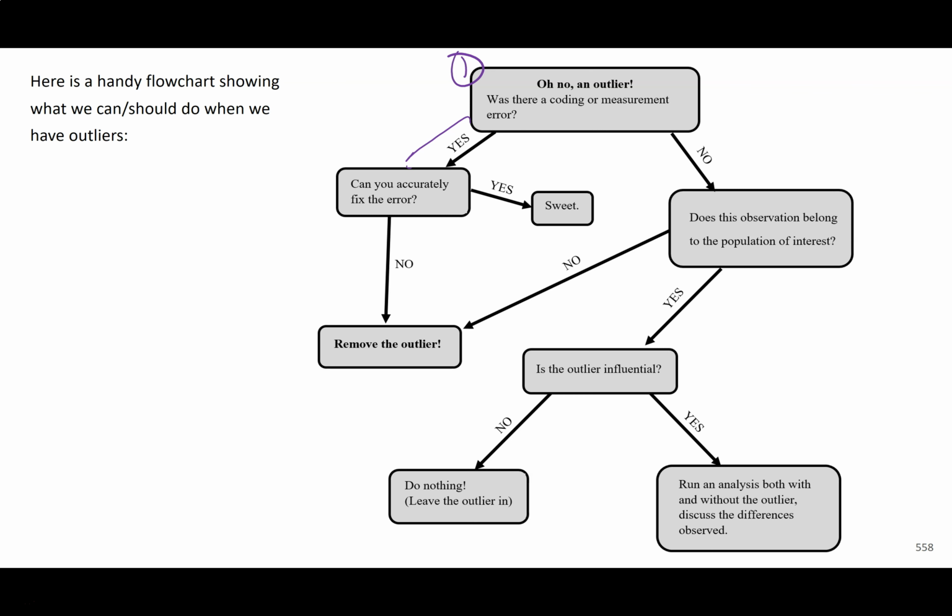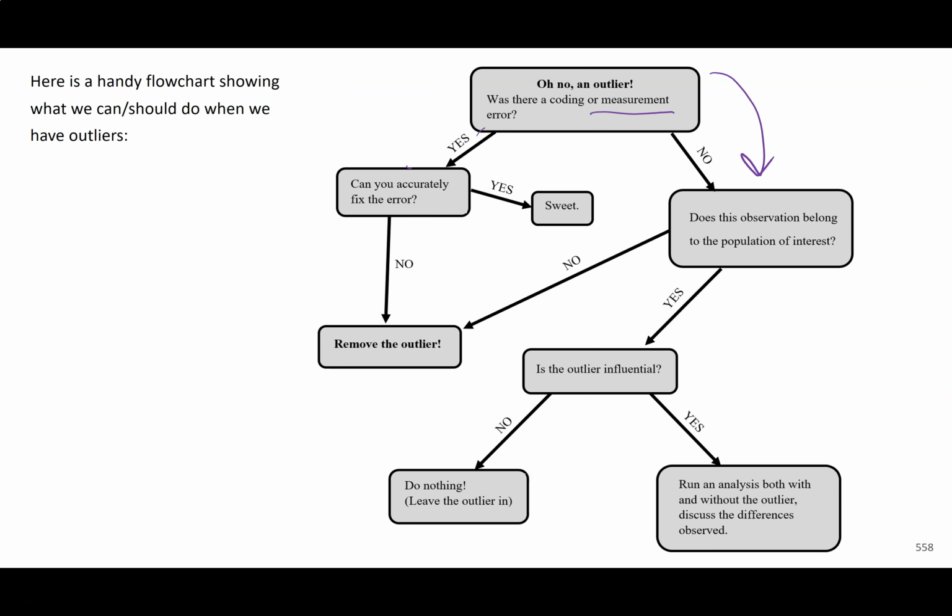So can you fix it? Yes. Awesome. That's great. But if you determine it was an error, but you can't fix it, like if the teacher said, no, that's wrong, I don't remember what it was, then you have to remove it because you know it's wrong, but you can't fix it.